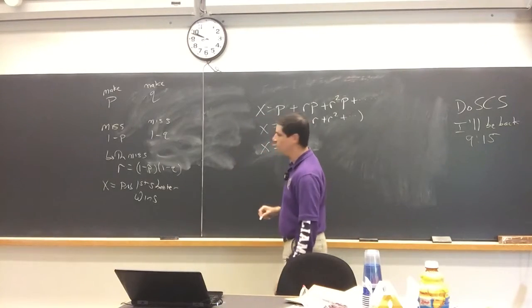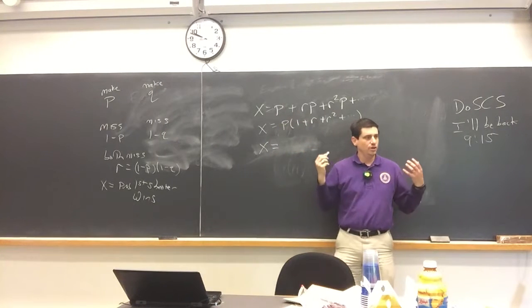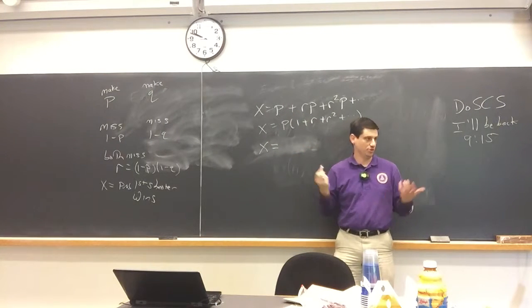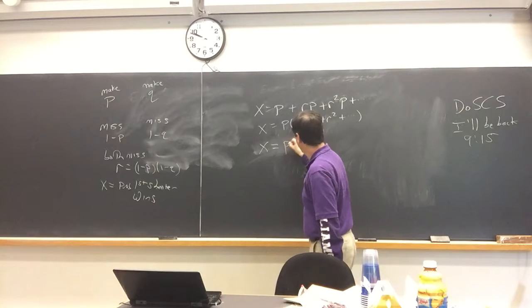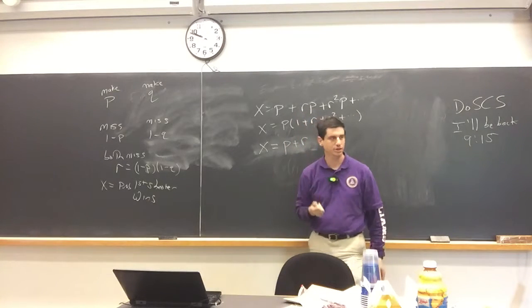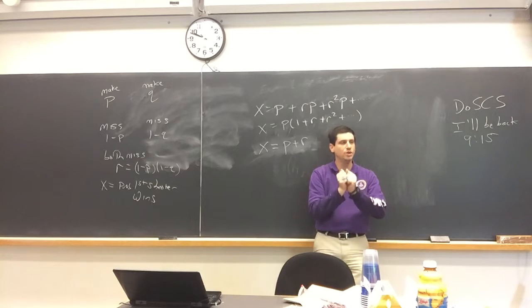Let's calculate it another way. Imagine we want to calculate the probability the first person wins. Well, they could make their first basket. And now imagine they both miss. From this point on, what is the probability the first person makes the first basket?